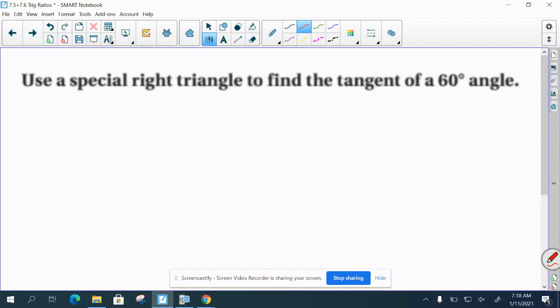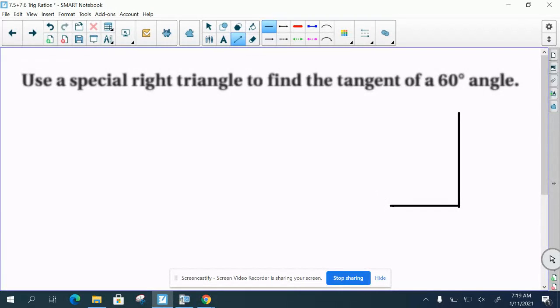Okay, here. So this is a very special question. So I want to make sure you understand this. Use a special right triangle to find the tangent of a 60-degree angle. So let's go ahead and draw a special right triangle. Oh boy. Okay, let me redo this. This is horrible. Okay. Maybe I'll use a straight edge here. Okay, so there's our short leg, long leg, and hypotenuse. All right, that's much better.